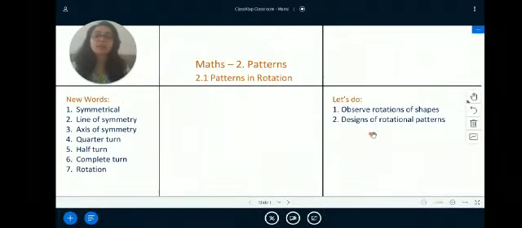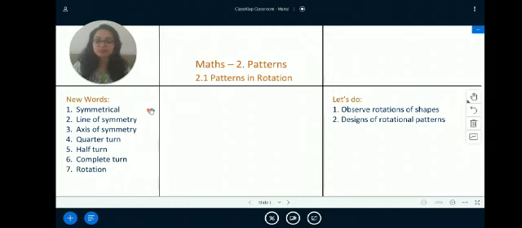Maths class. My name is Mansi and our today's topic is patterns in rotation. In this topic, we will do two things today. First, we will observe rotations of shapes and secondly, we will observe designs of rotational patterns. In this lesson, you will find some new words which are written towards the left side of your screen. You can pause this video and quickly grab your notebook and pen and note them down.